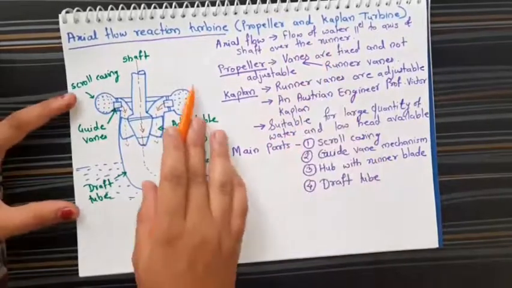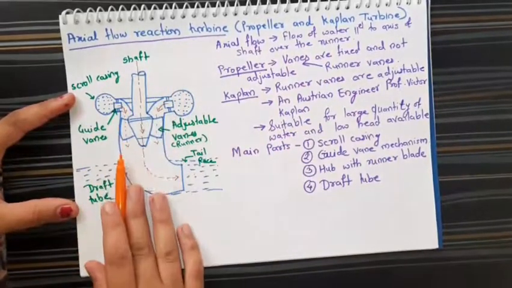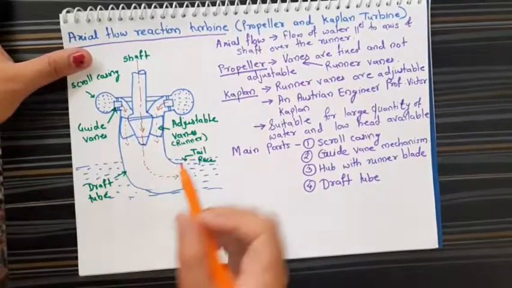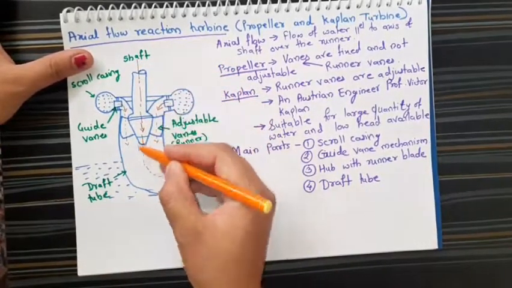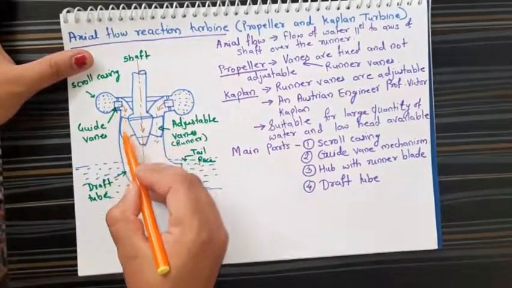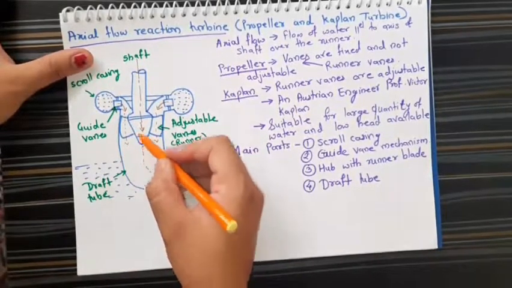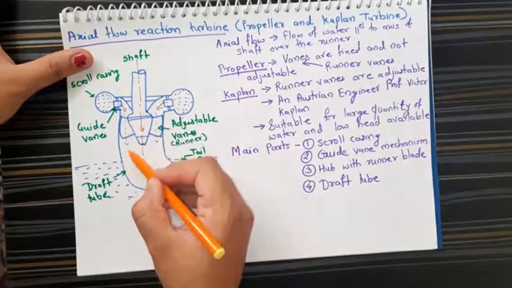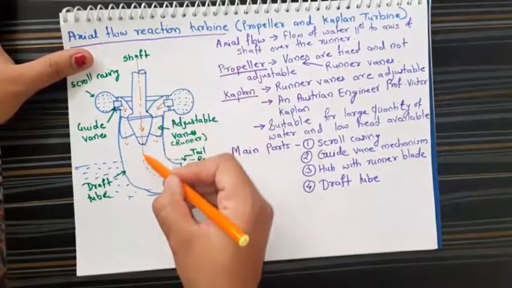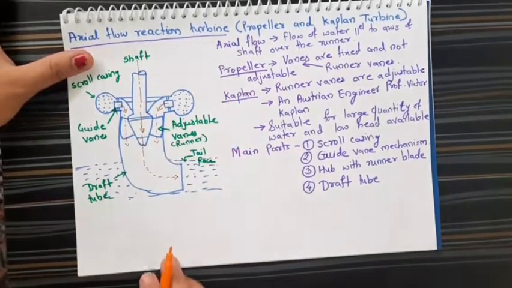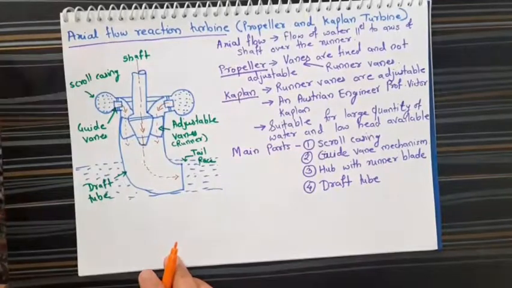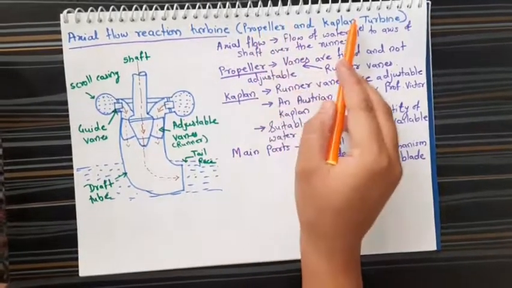So here you can see a simple diagram of the axial flow reaction turbine. This is the shaft, and from here the water is going to come inside the runner blade. If the flow of water is parallel to the axis of the shaft, then it is known as the axial flow turbine. In axial flow turbine, we are going to see the propeller and the Kaplan turbine.